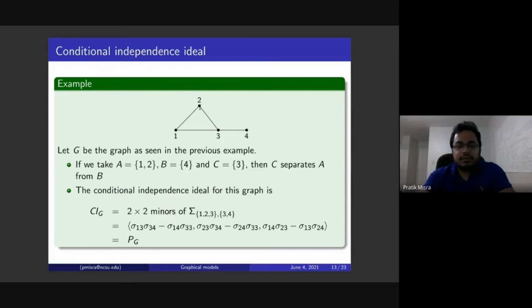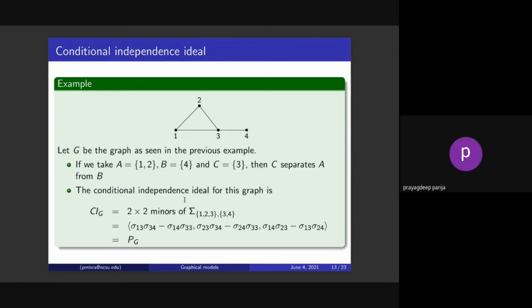Similarly, all the paths from 2 to 4 also pass through the vertex 3, and there's no other separation that we can have over here. So the fact that 3 separates 1, 2 from 4 is the only separation criterion that we have.